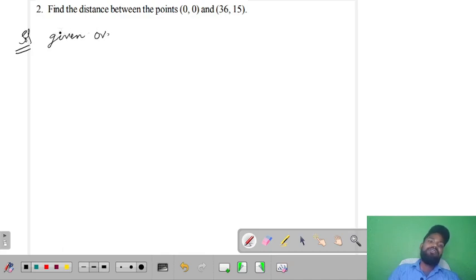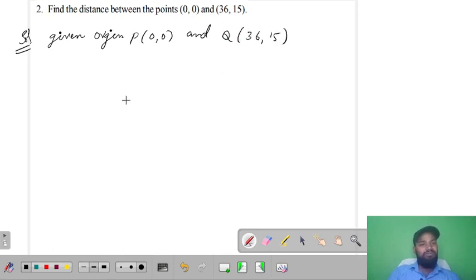Given origin P as 0 comma 0 and Q as 36 comma 15. So now we are finding the distance from the origin to Q. What is the point Q? Q is nothing but 36 comma 15. So let us use the distance formula. What is our distance formula?